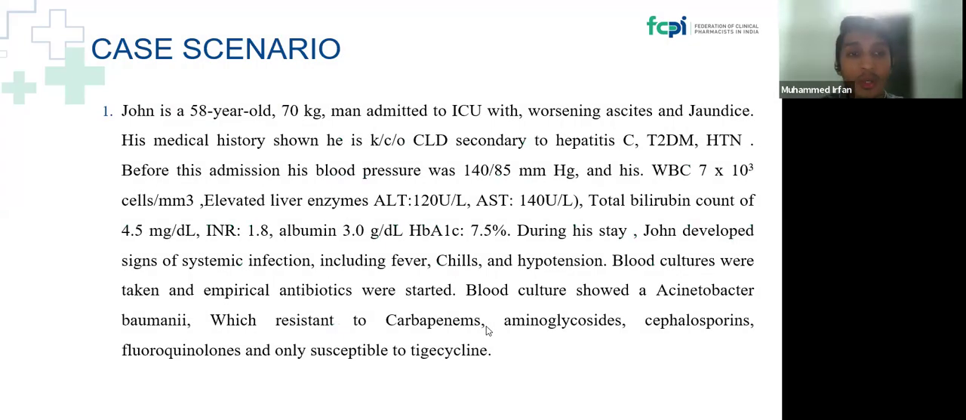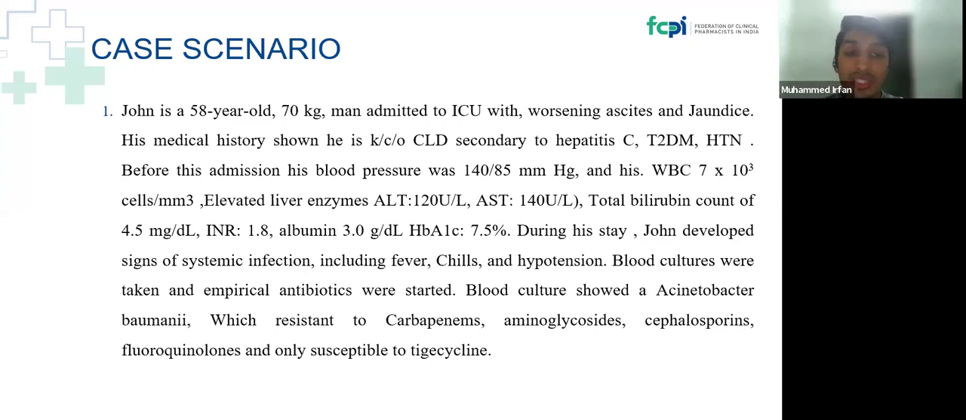And the case scenario: John is a 58-year-old, 70 kg man admitted to the ICU with worsening ascites and jaundice. His medical history shows he is a known case of CLD secondary to hepatitis C, with type 2 DM and hypertension. Before this admission, his blood pressure was 140/85 and his WBC was 7,000, with elevated liver enzymes: ALT 120 and AST 140. Total bilirubin is 4.5 mg per deciliter and INR is 1.8. Albumin is 3.0 gram per deciliter and HbA1c is 7.5%.